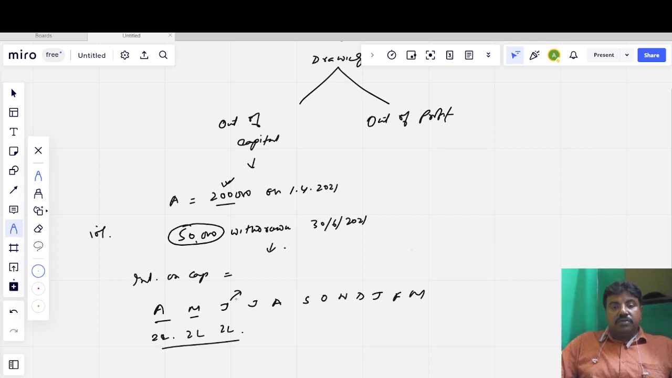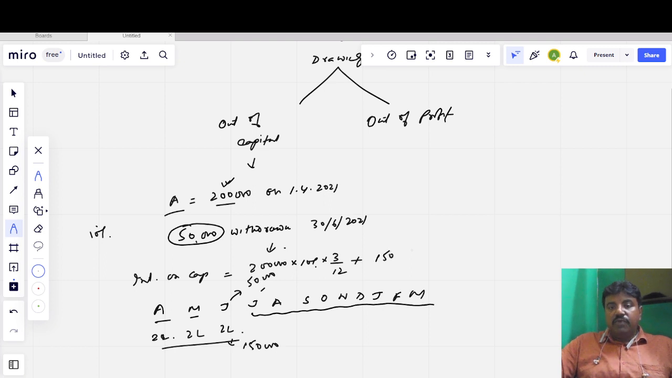At the end of June, 50,000 was withdrawn by a partner, that is by A. I am assuming the name of the partner to be A. So thereafter the capital balance is reduced to 1,50,000. So for the next 9 months, the capital used in the business is 1,50,000. So while calculating interest on capital: 2 lakh into 10% into 3 by 12, because this 2 lakh was used for 3 months, and thereafter 1,50,000 into 10% into 9 by 12.